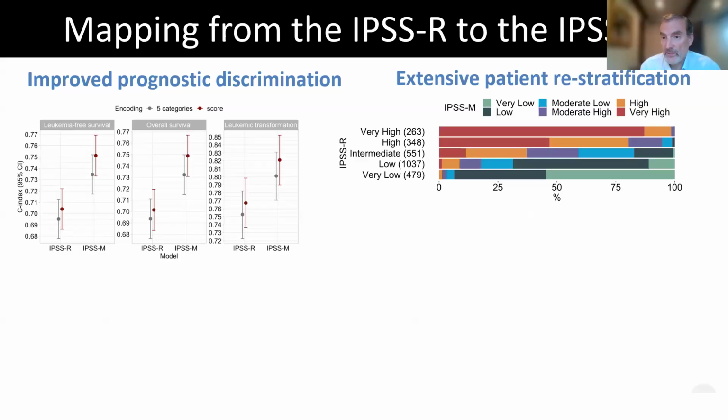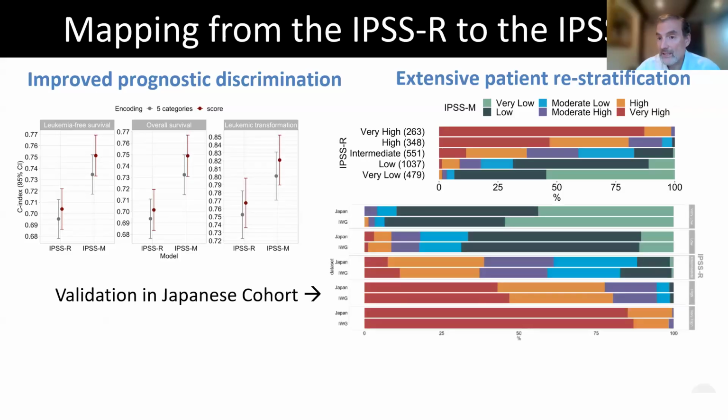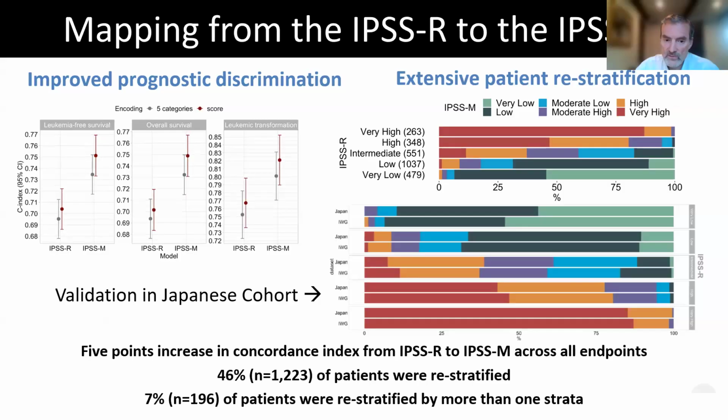And when we re-stratified patients, we took patients from the IPSS-R and said, well, what is your IPSS-M risk? We found that it moved people by 1 or more risk groups quite often. And we could repeat this in an independent risk group from the Japanese population that tended to be a little bit more higher risk overall, showing that this was a constant feature. And about 46% of patients actually got re-stratified one way or the other. Most of the patients were stratified upward, with some of them being actually stratified downward. And 7% of the patients actually moved to different risk groups.